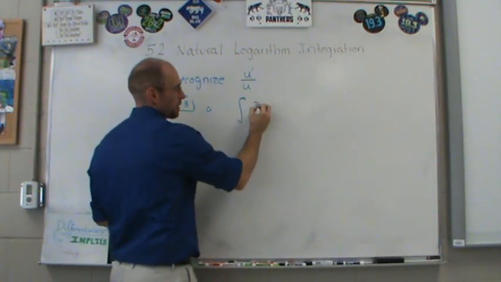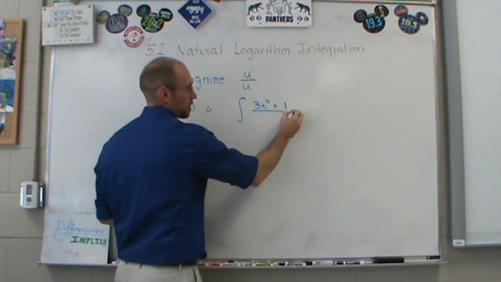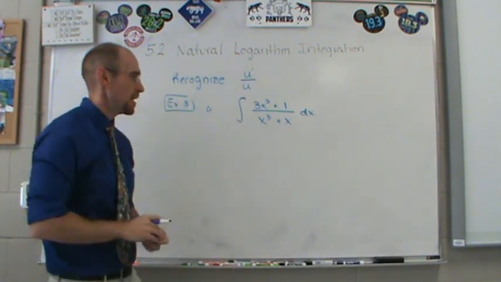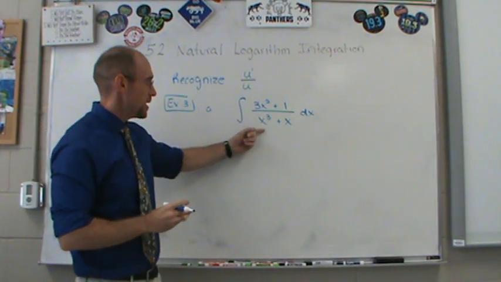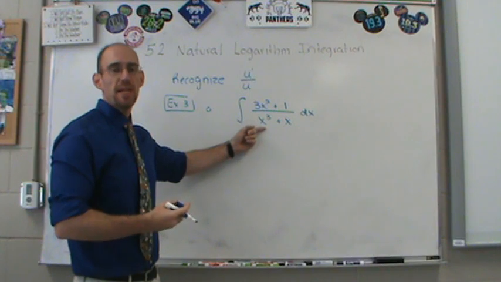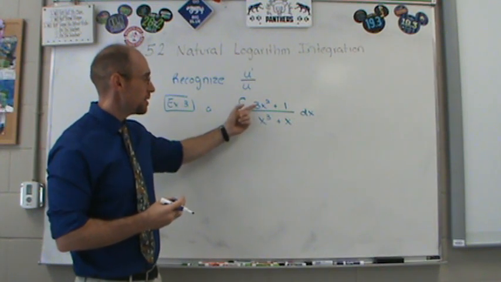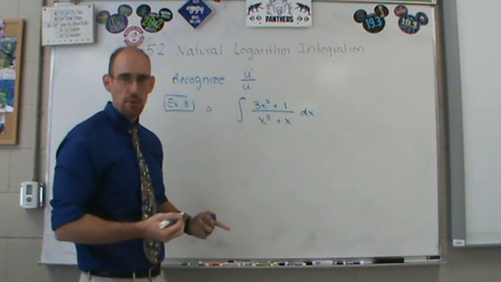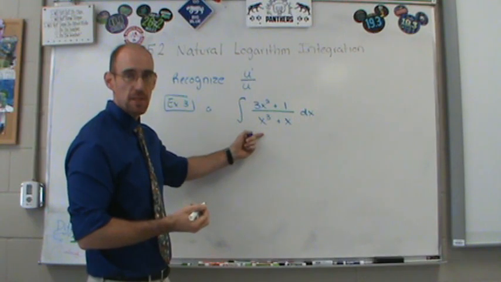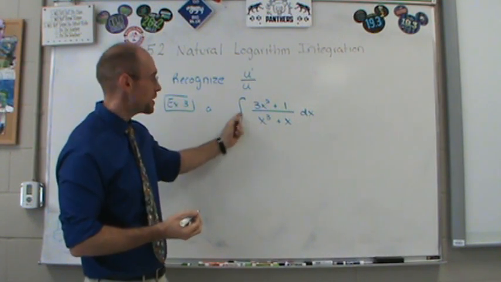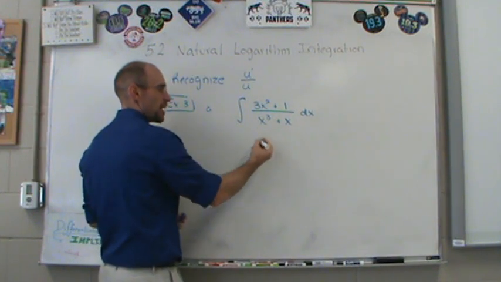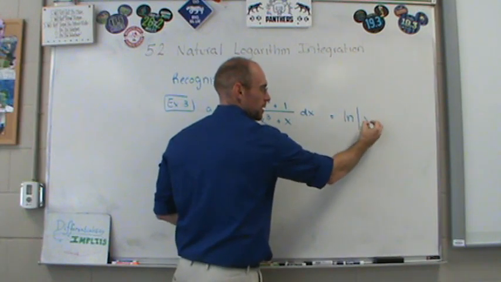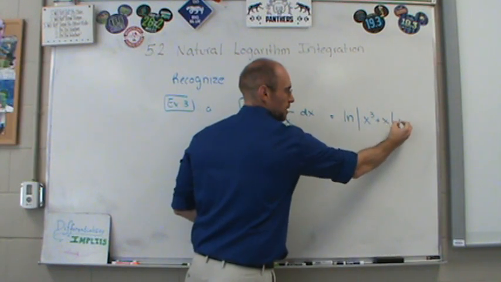3x squared plus 1 over x cubed plus x. If you notice here, x cubed plus x in the denominator. Well, if you take the derivative of x cubed plus x, you get 3x squared plus 1. This is that u prime over u. Even if you try to do u substitution, u would be x cubed plus x. You get 3x squared plus 1 dx. Well, there it is up top. And so when you see that, you can go right to natural log, absolute value of u, x cubed plus x plus c.